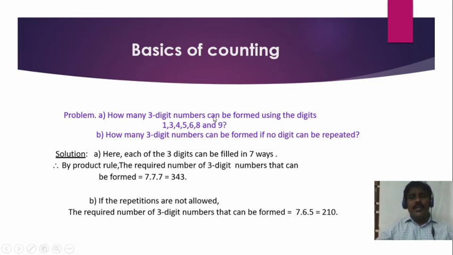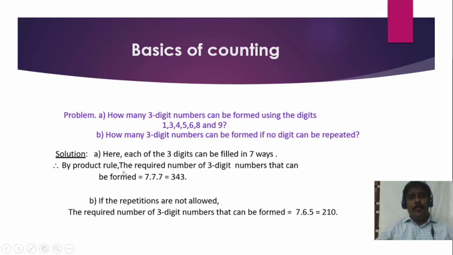How many 3-digit numbers can be formed using the digits? He has asked about 3-digit numbers and he has given the digits 1, 3, 4, 5, 6, 8 and 9. So he has asked how many 3-digit numbers can be formed by using these digits. So here each of the 3 digits can be filled in 7 ways. So you are having 3 digits and we are having 7 choices.